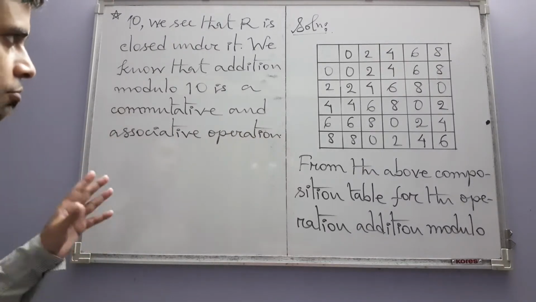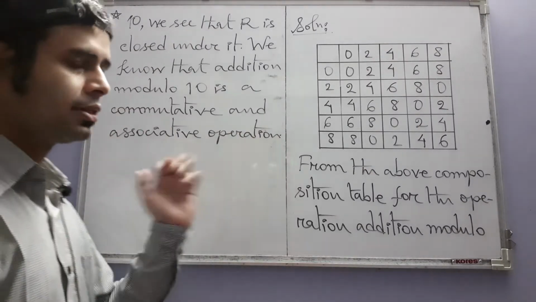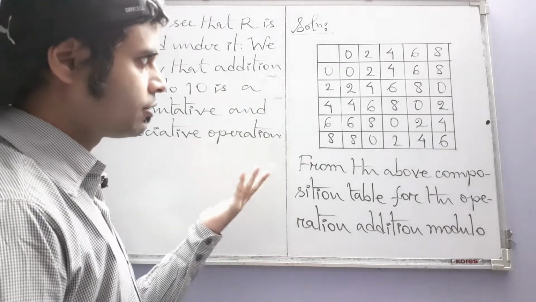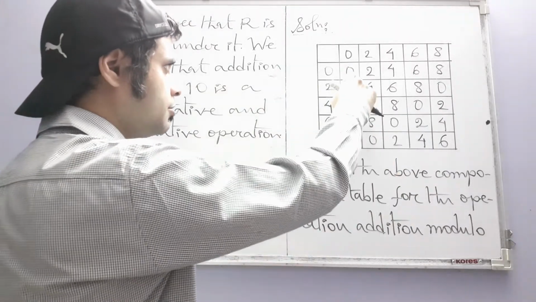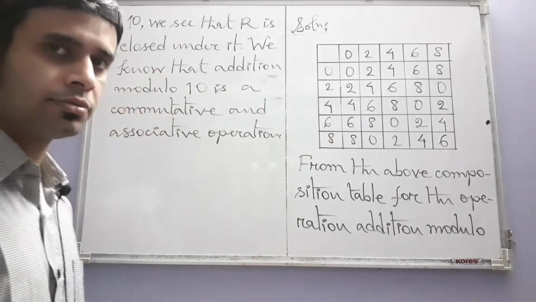Fine. What else is true that we can see from this table? We can of course instantly see that 0 acts as an additive identity.